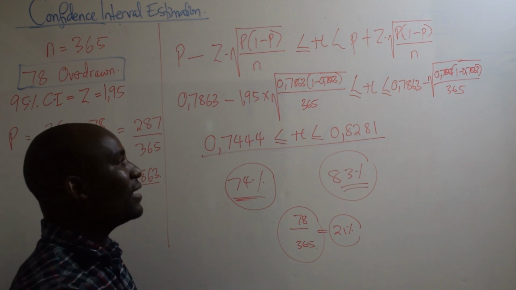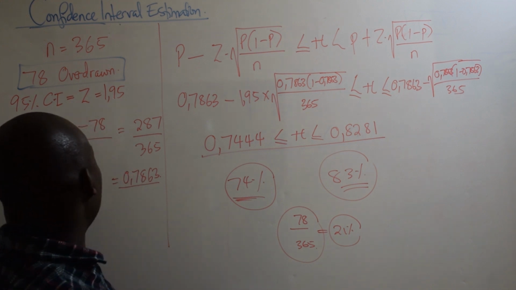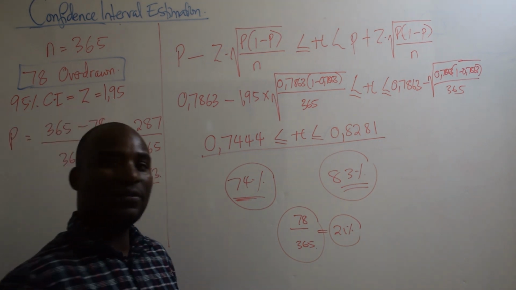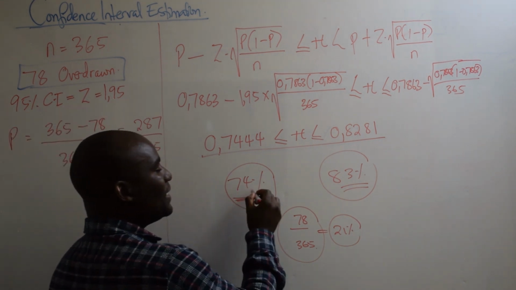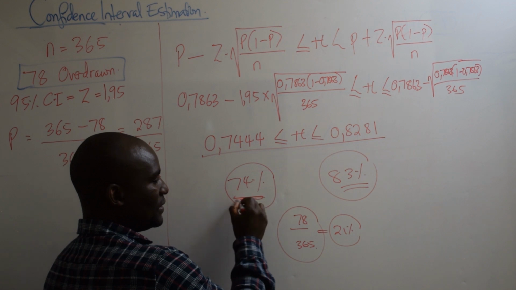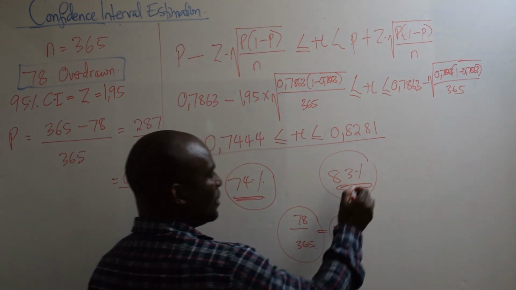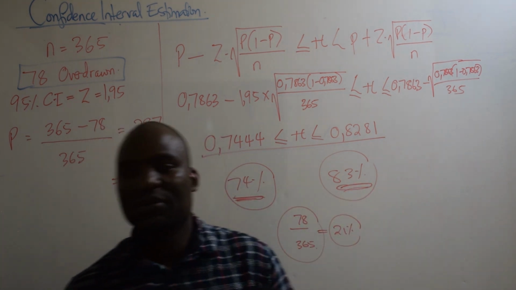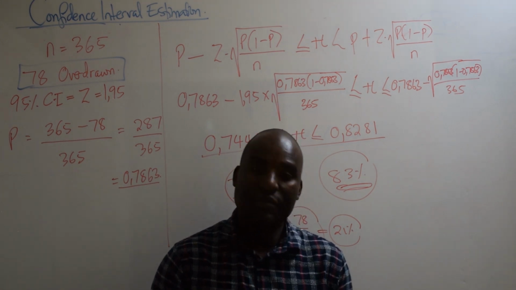So with our 95% confidence interval, we can estimate that between 74% and 83% of the accounts were not overdrawn. That's how you do the calculation.